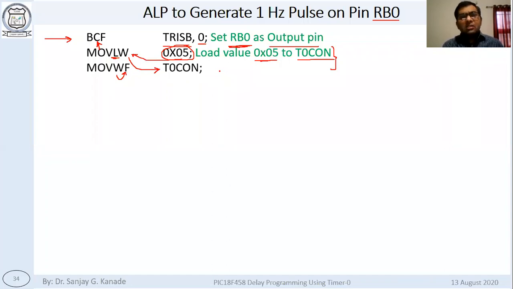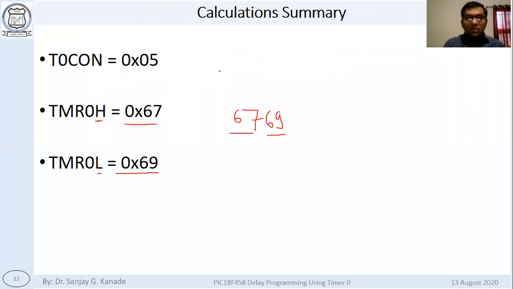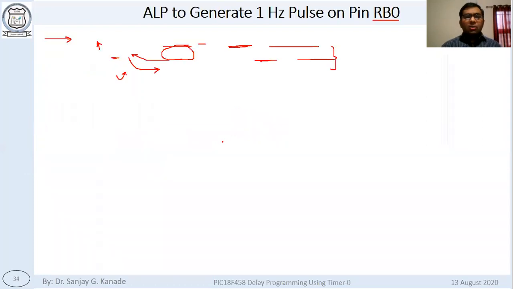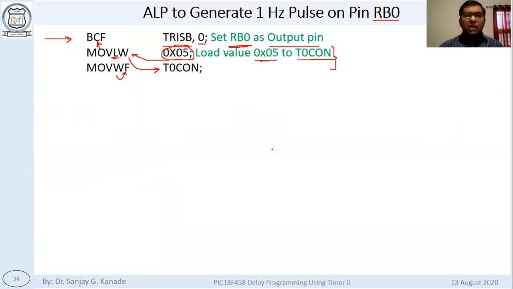What were the two other things? Two other things are this one and this one. So how can we do this? Somebody can reply to me now. How can we load 67 into TMR0H? How will the hexadecimal value 67 go to TMR0H? What instructions can we write? Can someone tell me now?